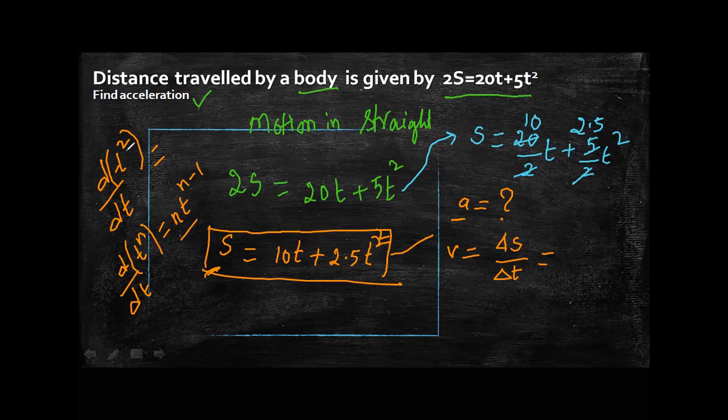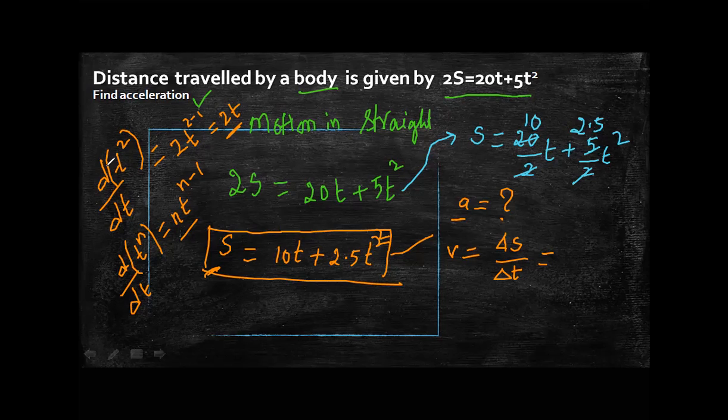So here I'm keeping t square, n is how much? n is equal to 2, right? 2t power 2 minus 1, which is equal to how much? 2t, right? 2 minus 1 is 1, so I don't need to keep power 1. So when I do the t square derivative, I get 2t.